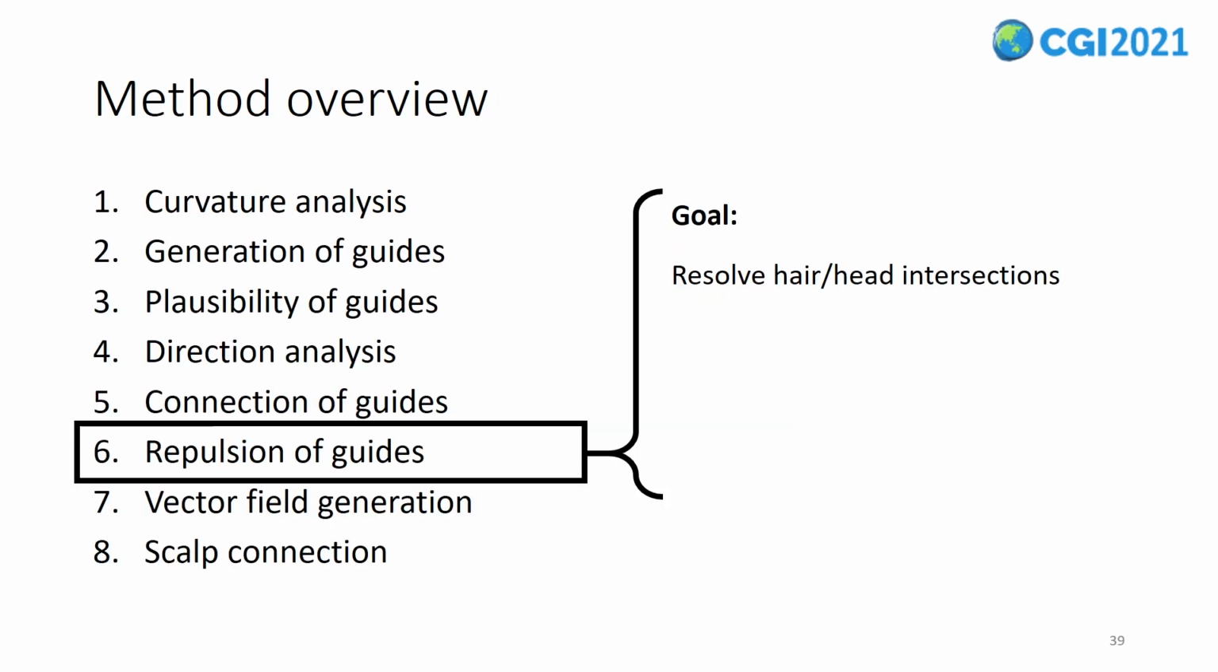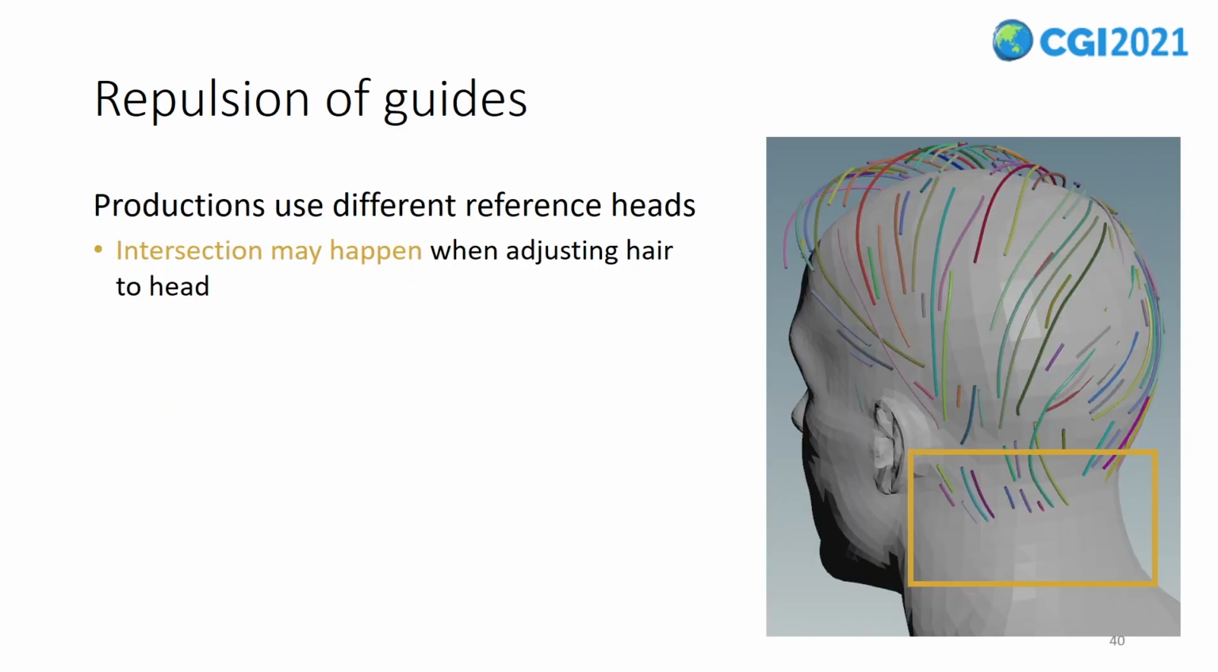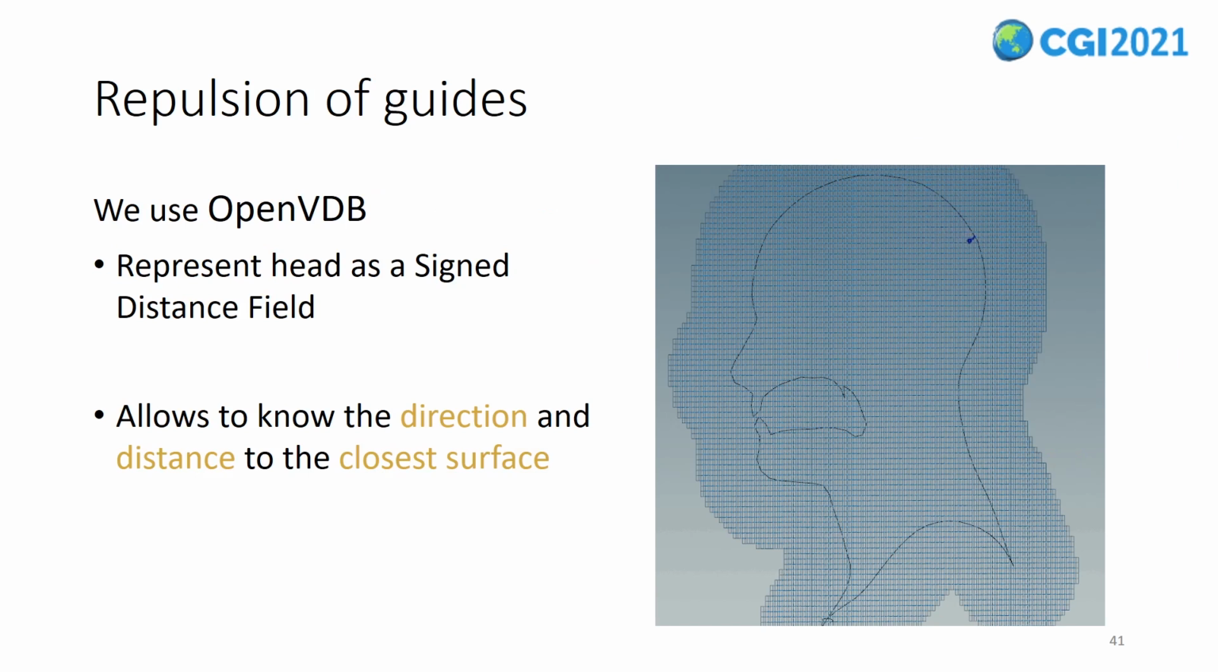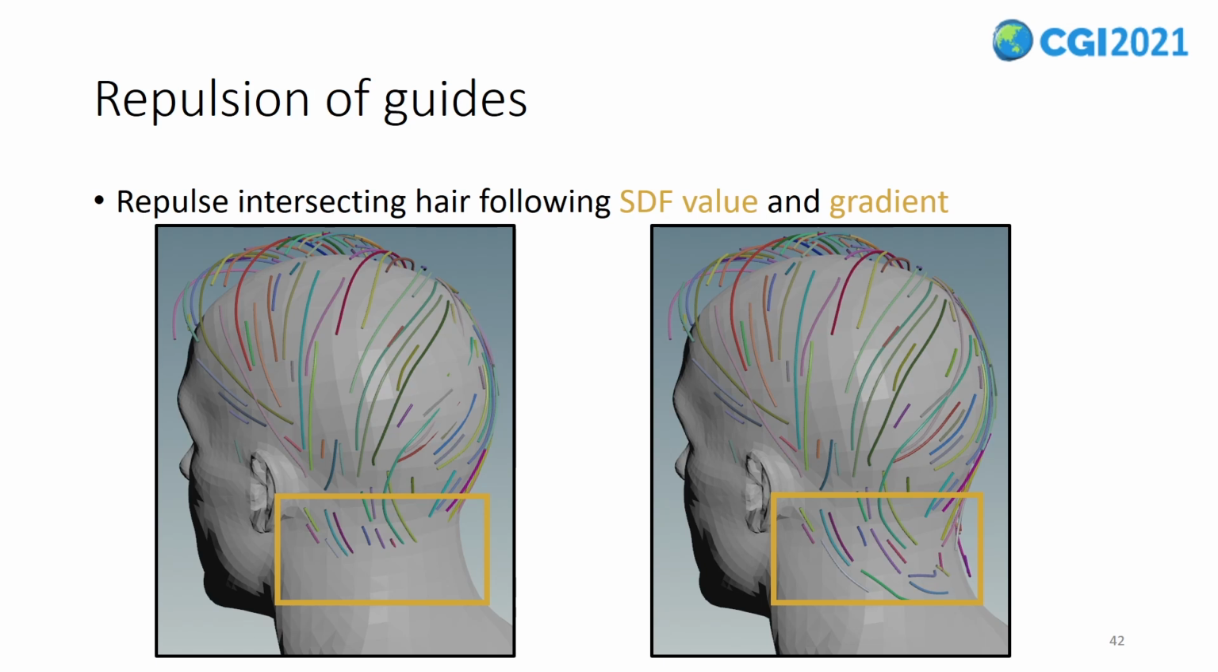After that, the next step is the repulsion of guides. Indeed, here the goal is to resolve hair-head intersections, since the hair used for the creation of guides might not fit exactly the head to which we want to connect the guides, so intersections may happen. And to solve that, we represent the head as a signed distance field, which allows us to know the direction and distance to the closest surface. This is used to repulse the intersecting hair following the SDF value and the gradient, which projects all the guides on the surface.